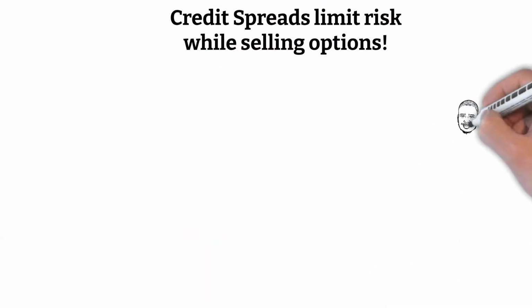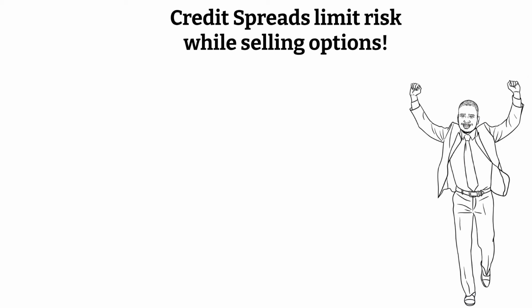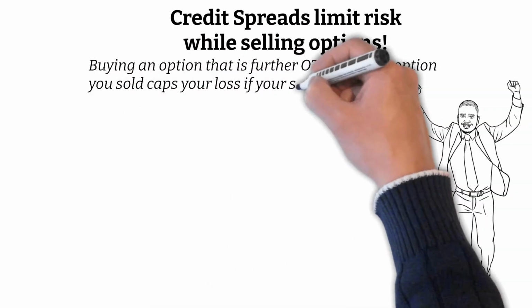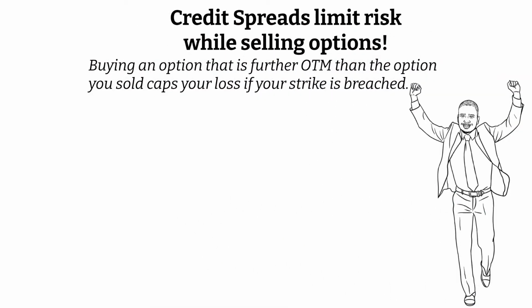Credit spreads are very useful when you want to sell options while limiting your risk. Since you're buying an option that is further out of the money than the option you're selling, it caps your losses if your strike price were to get breached.